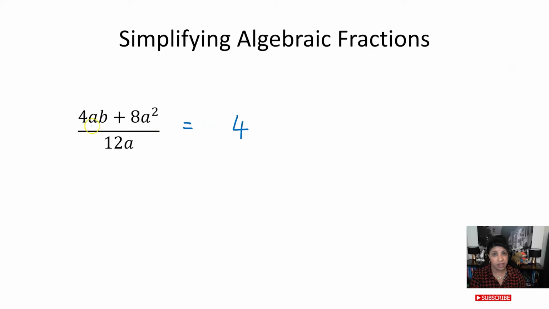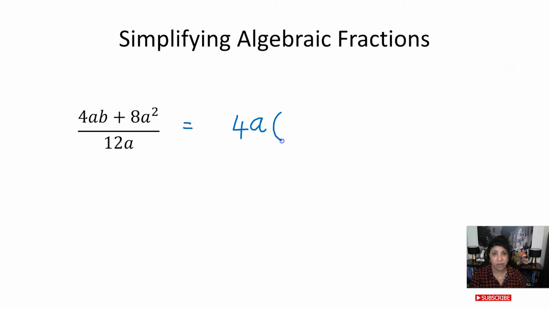Then I'm going to look at the letters. So I've got a and a squared. What is common there? Well, I can't have a squared in a, so the only common is a. So that is going to be outside of my bracket. And then I have b here, but I don't have b on this term. So b is not common and it's not going to be outside of my bracket.